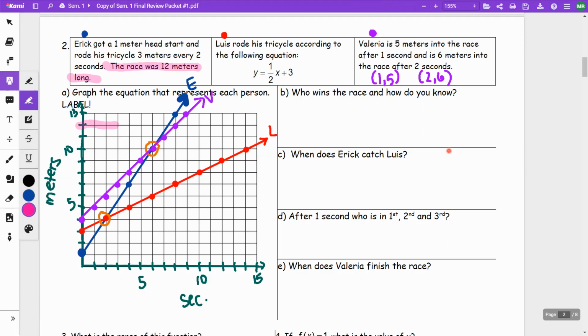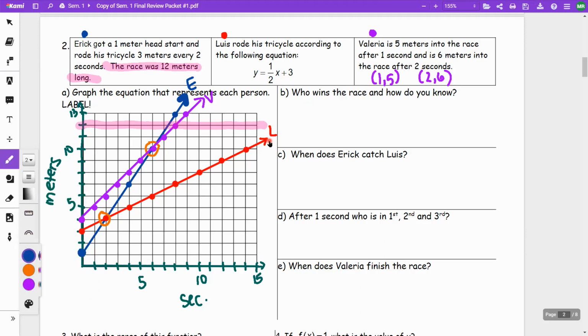Now, something I overlooked or I didn't read was that the race is 12 meters long. So I'm going to come to 12 and I'm going to draw a horizontal line. That's where the race is. So they ask who's going to win the race. So as I'm coming across here, the person who's going to win the race is going to be Eric, then Valeria, then Luis. So it's going to be Eric who's going to win the race. He finished the fastest in the least amount of time. So Eric finished in the least amount of time.